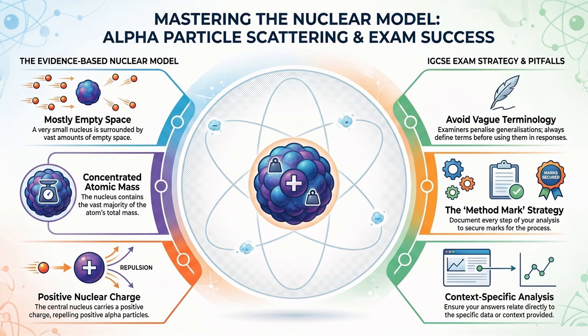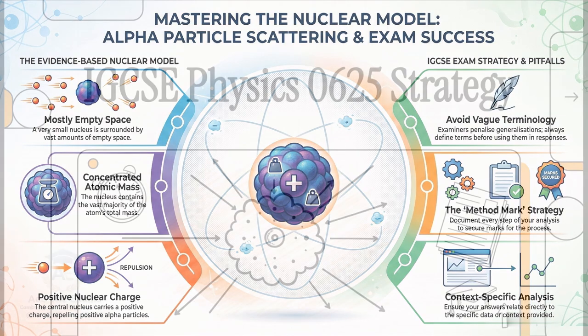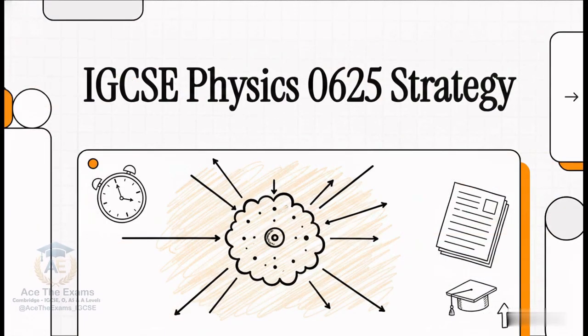Picture this. The clock is relentlessly ticking down in the exam hall. It's so quiet you can hear a pin drop. You turn the page of your Cambridge IGCSE physics paper, syllabus code 0625, and boom, there it is, the dreaded multi-stage extended response question on alpha particle scattering. Your heart sinks a little, right?